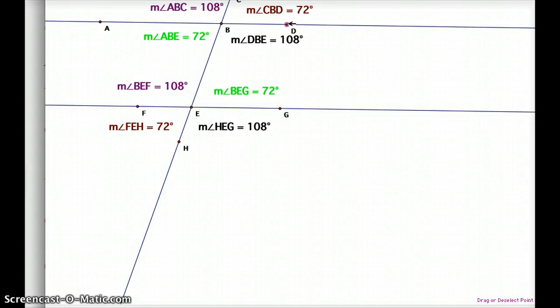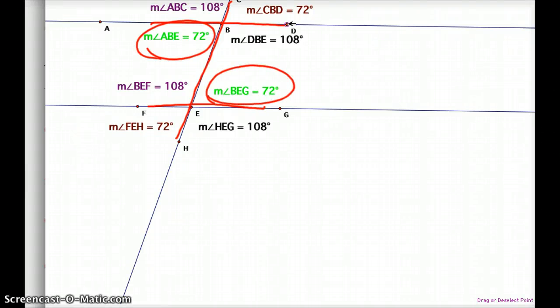So those are going to be between my two lines. Here's my transversal. And they're alternating back and forth across the transversal. So I'm looking at this angle and that angle there. And what do you notice about my alternate interior angles? They are equal, aren't they?